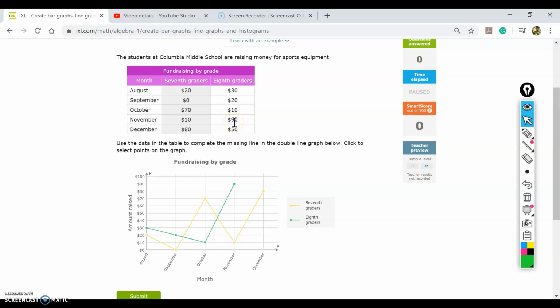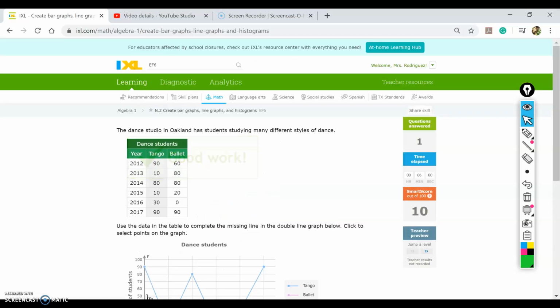So I'm going to continue. I did November, and that's 90. And now December, it's 50. So I go to December, and I go to 50, which is right here. Let me just double check, because I don't want to get it wrong. So 50, 90, 10, 20, and 30. So we got it. Okay, now let's check if it's right. And we got it right.